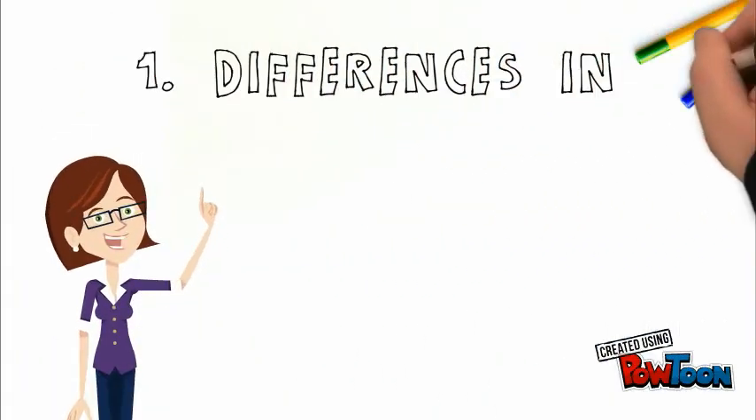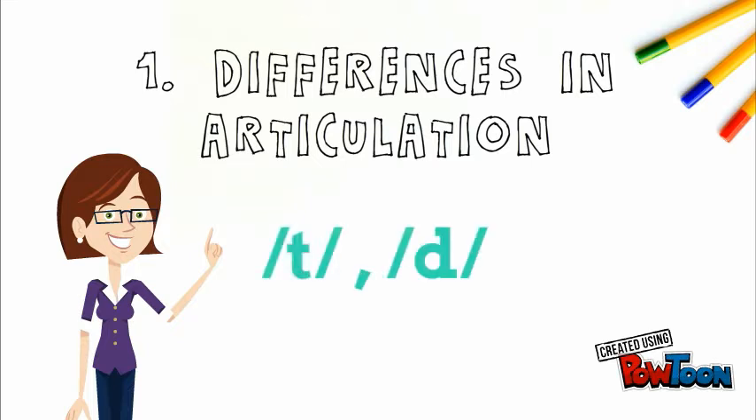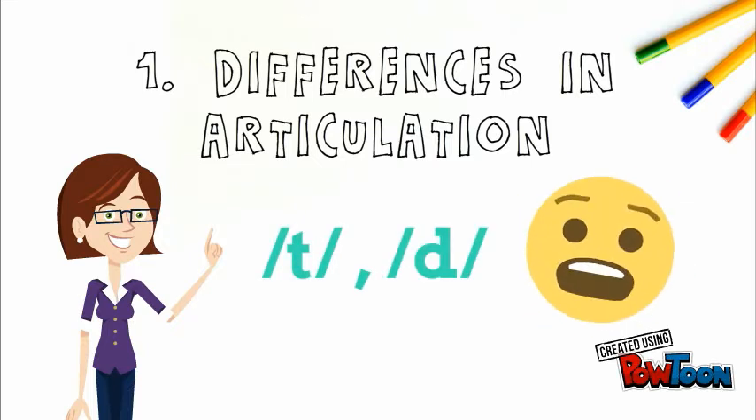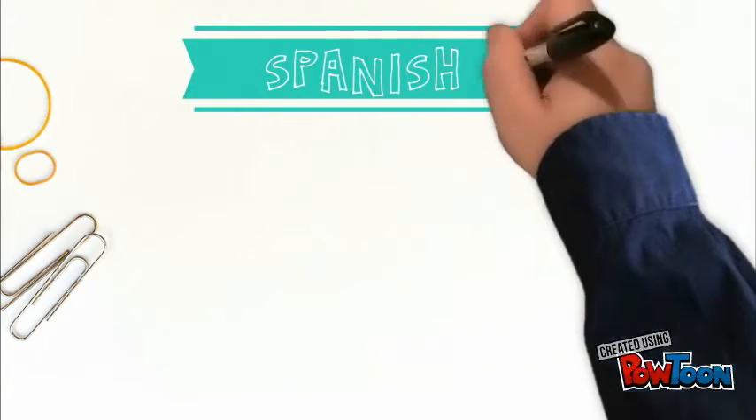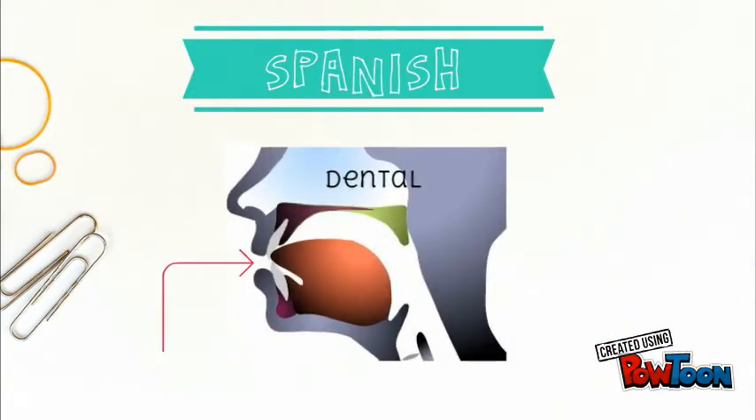Okay, number 1. Differences in articulation. Both languages have two phonemes symbolized as T and D, but this does not mean they are identical. In Spanish, these stops are dental, which means that the Spanish speaker pronounces them with the apex against the edges of the inner surfaces of the upper front teeth. This will sound as t, t.